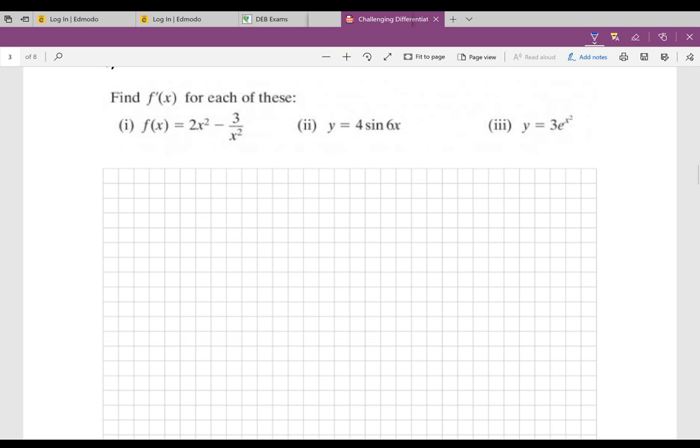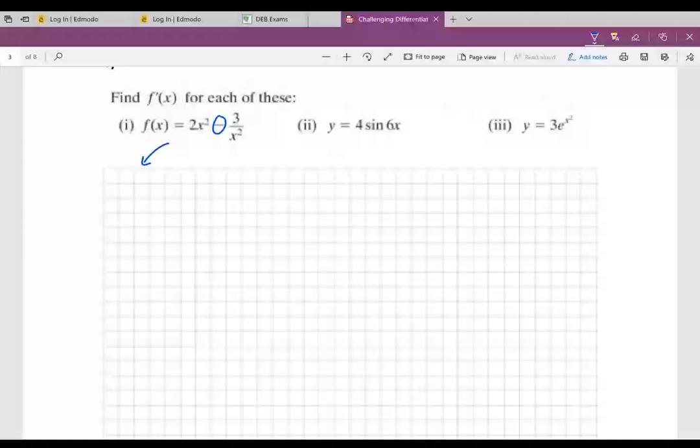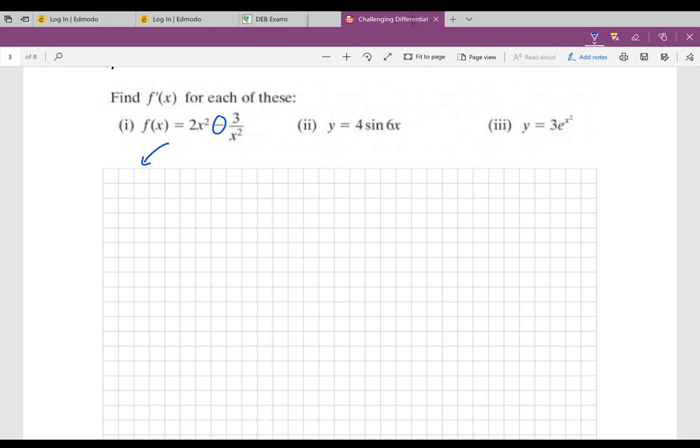The derivative for each of these should be relatively simple. For the first one, this is not a product rule. There's no product here. This is a subtraction sign. So I'm literally just differentiating each part. So f'(x) is going to be equal to 4x. The 2 comes down. The x drops in power by 1.